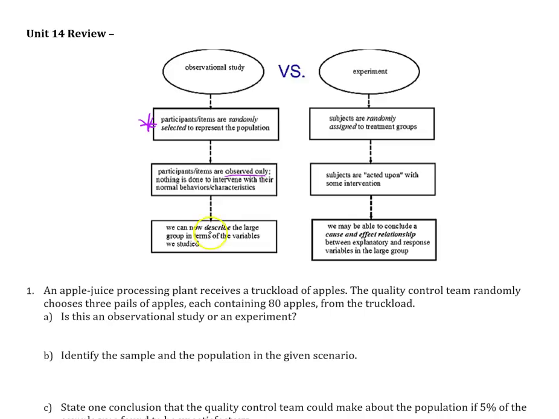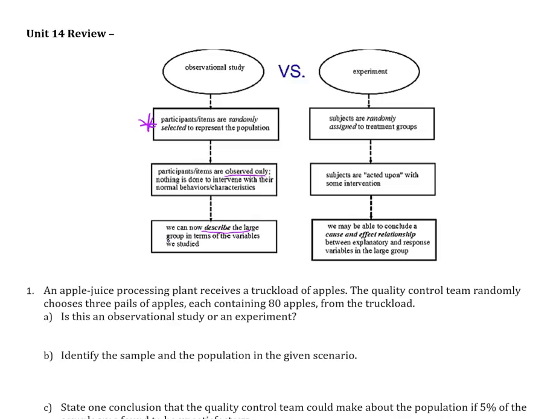And they are used to describe large populations. So we take a sample from a population, observe it, and we use that to make inferences about a population. So again, nothing's done to them in an observational study. Experiments are a bit different.